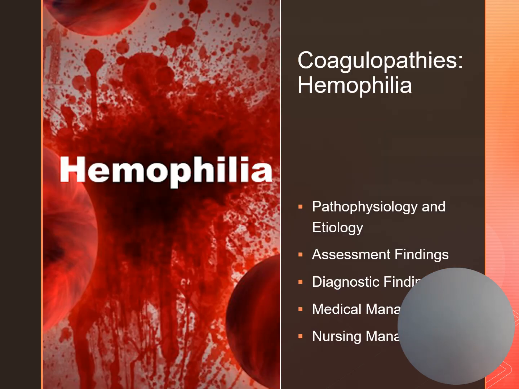Hemophilia is another coagulopathy that is due to the absence or reduction of a clotting factor, such as factor 8, 9, or 11. This is an inherited issue, and it's inherited from the mother to the son. So it's usually males that will develop this disease. Women will rarely develop hemophilia.